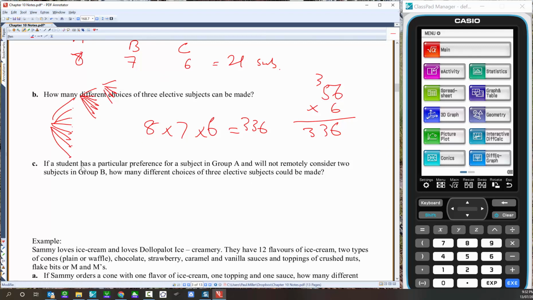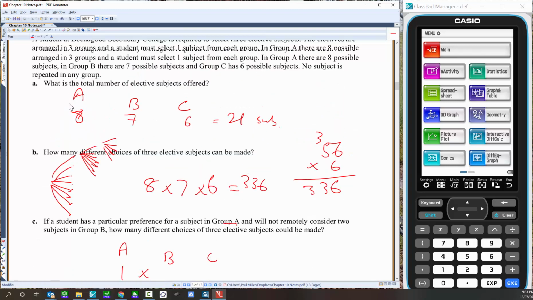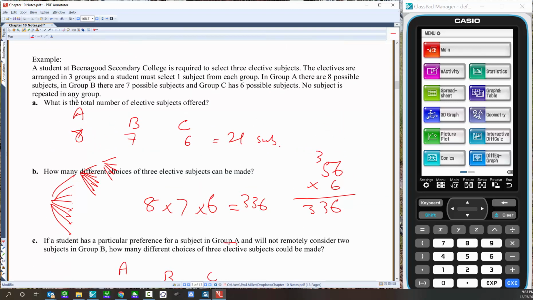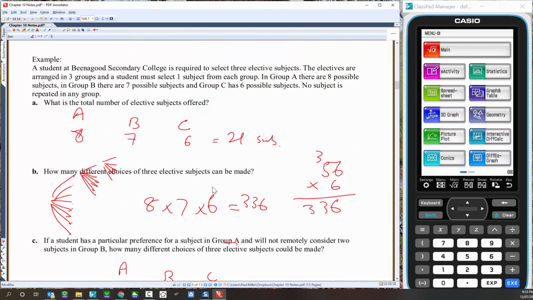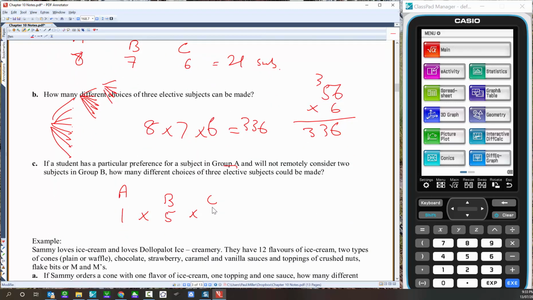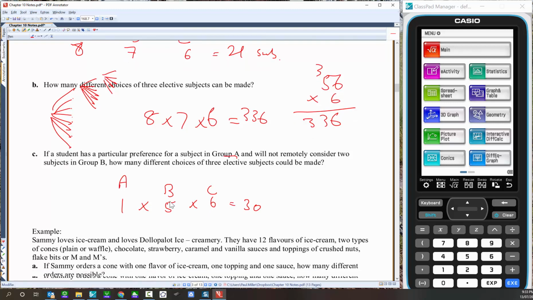If a student has a particular preference for a subject in Group A, so here's A, B, and C. Group A is like, decided, I'm doing maths methods, that's non-negotiable. Will not remotely consider 2 subjects in Group B. So there's 7, so that means we're down to 5 electives. Nothing mentioned about C, so we assume all of them are all right. Then we've got a total of 30 possible options.